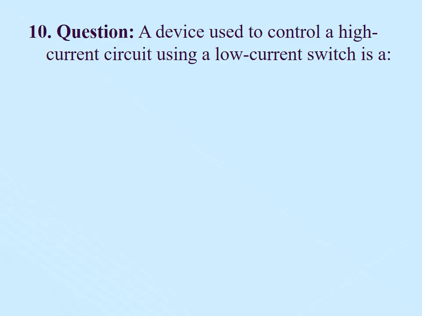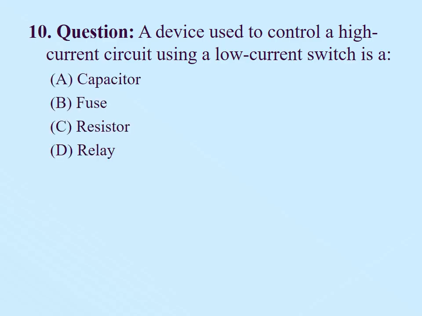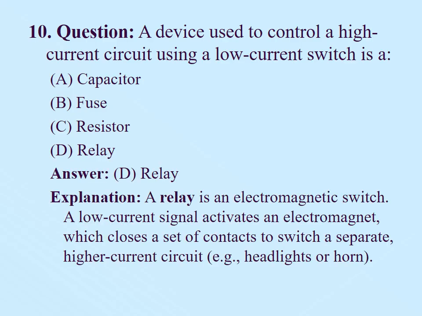Question 10. A device used to control a high current circuit using a low current switch is A. Capacitor, B. Fuse, C. Resistor, D. Relay. Answer is D, relay. A relay is an electromagnetic switch. A low current signal activates an electromagnet which closes a set of contacts to switch a separate high current circuit, that is, a headlight or horn.